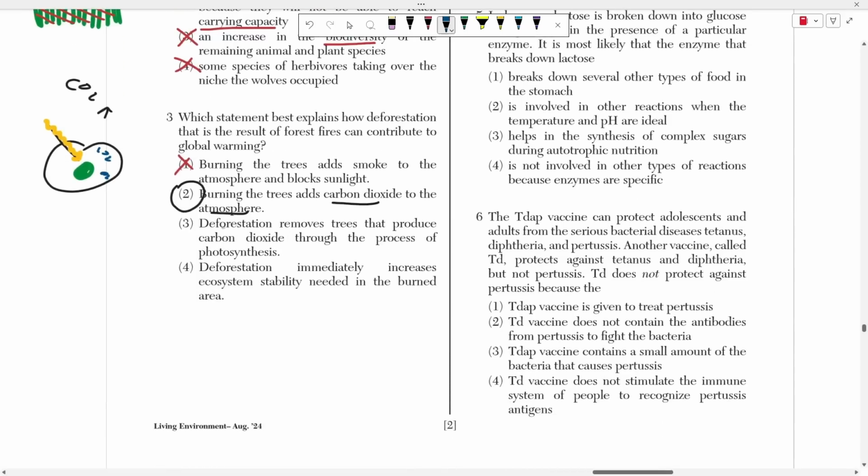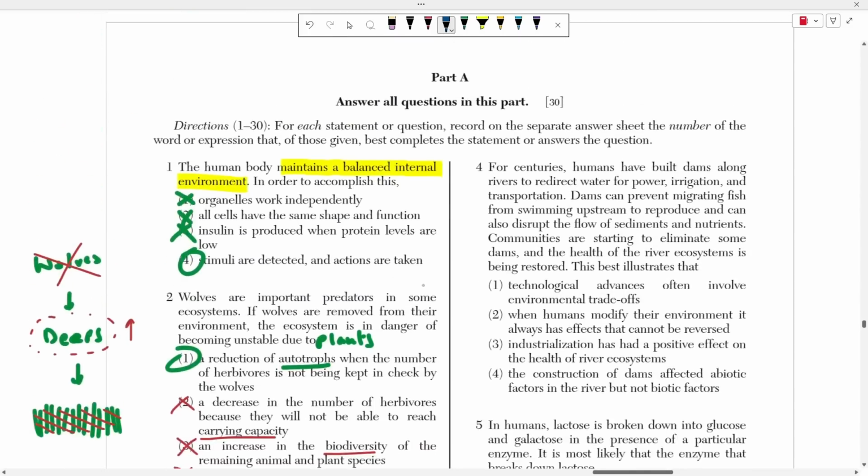Okay, choice 3: deforestation removes trees that produce CO2. Trees don't produce CO2. Deforestation immediately increases ecosystem stability. It doesn't. Remember that any decrease in biodiversity makes an environment less stable. Trees are a species. If you burn down all the trees in the environment, you're decreasing the amount of species, which decreases the biodiversity and decreases its stability.